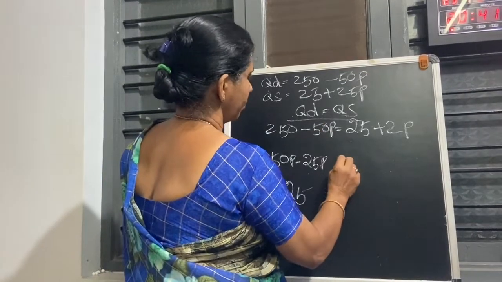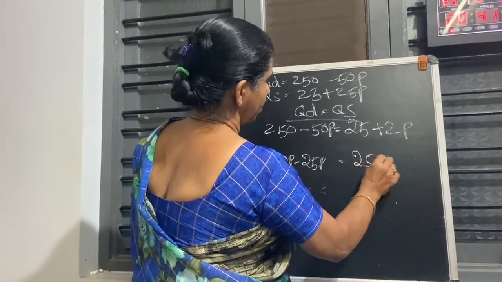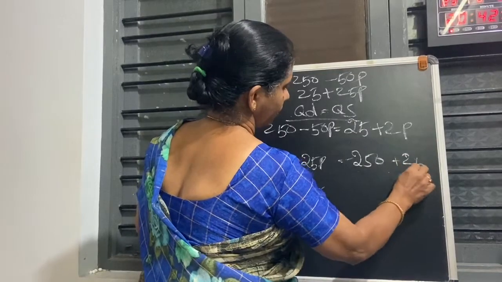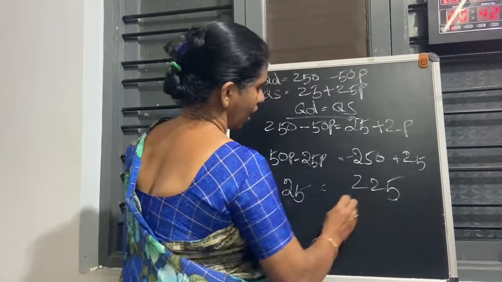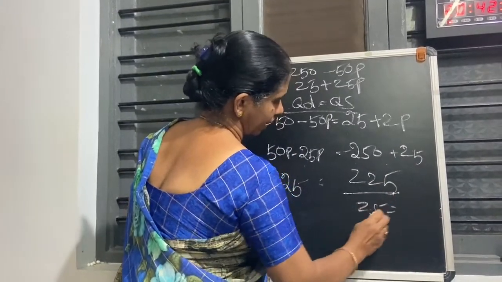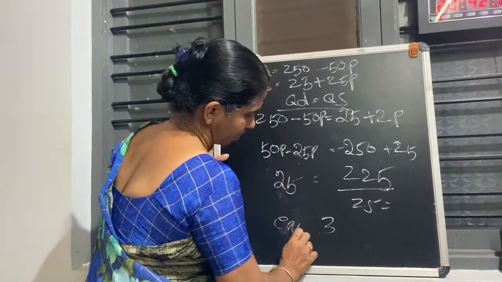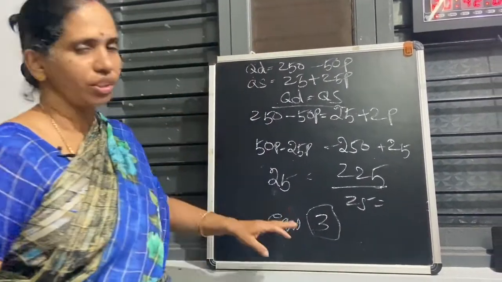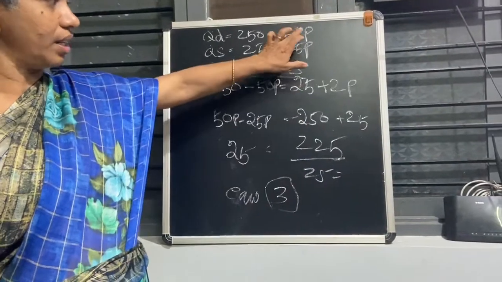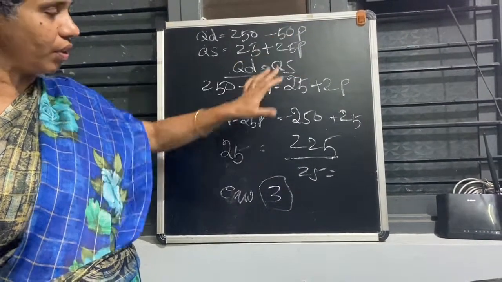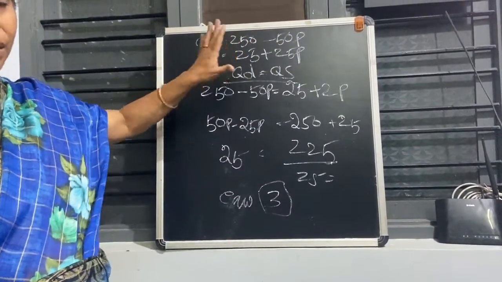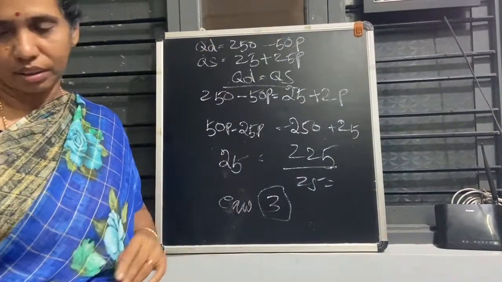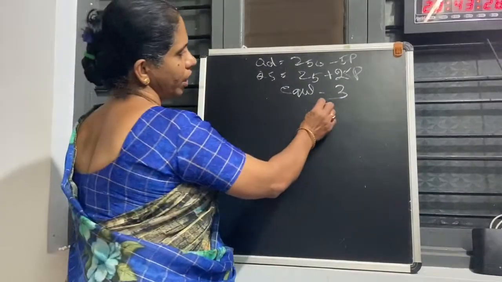So 50p will become plus here, and 25 on the other side. Here 250 minus 25 will become 225. If we divide 225 by 25, we get the answer 3. This is the equilibrium price. So the equilibrium price is 3. Now we will put 3 in place of p and find out whether quantity demanded and quantity supplied come out equal or not.